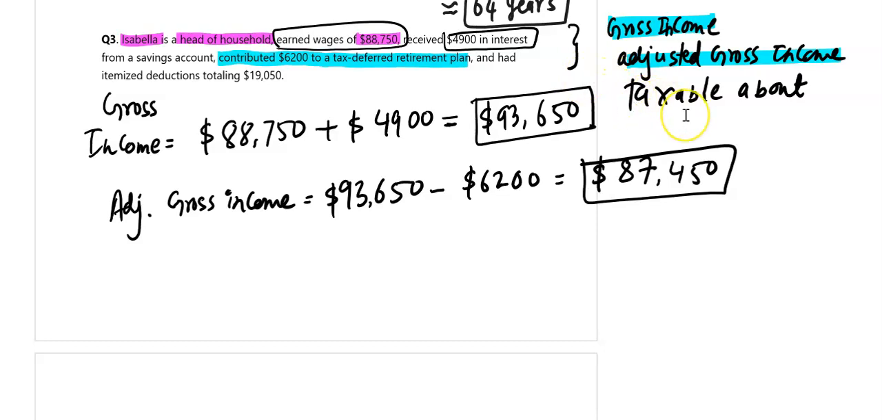So now what's the taxable income? So here's a formula for taxable income.